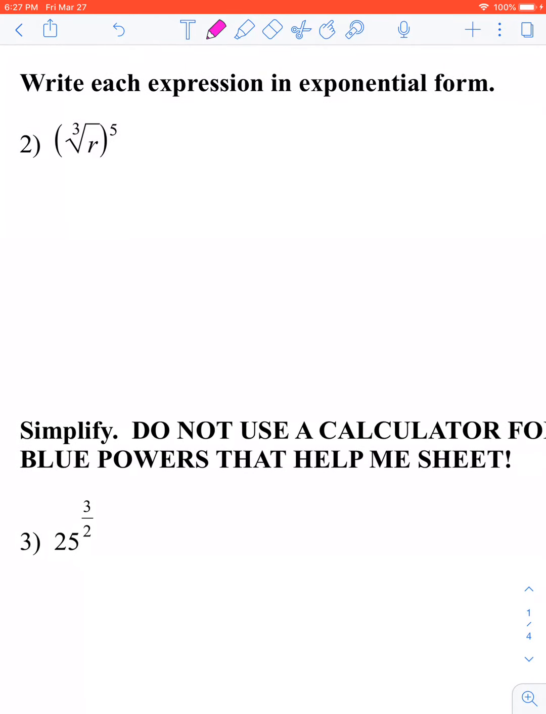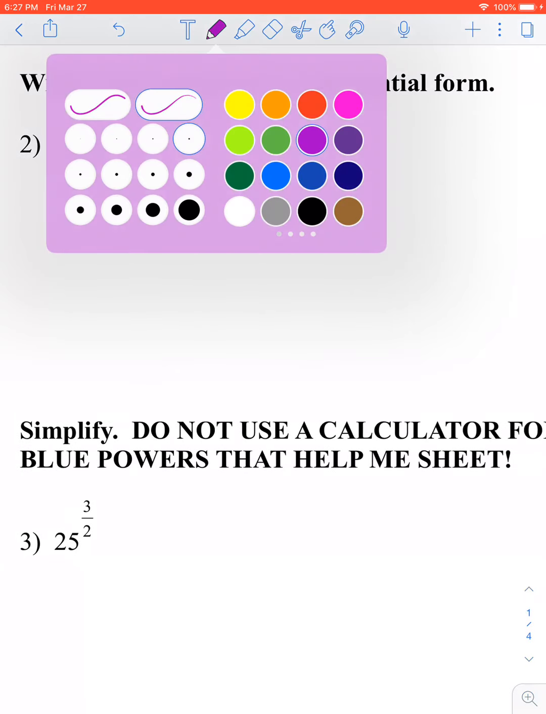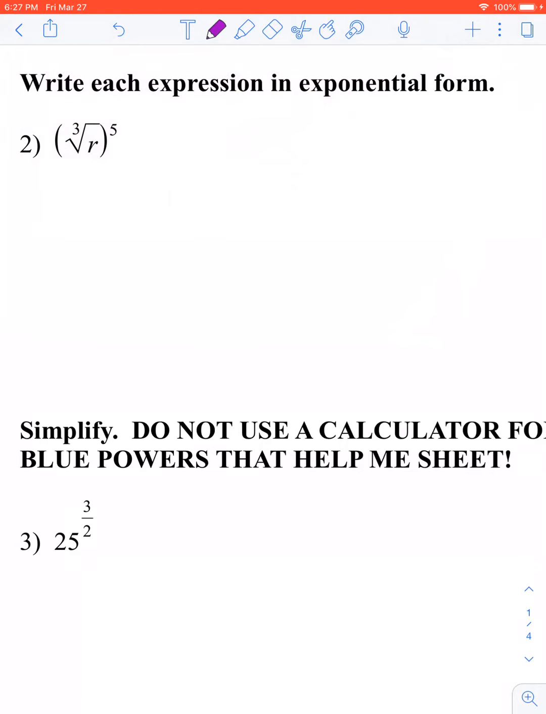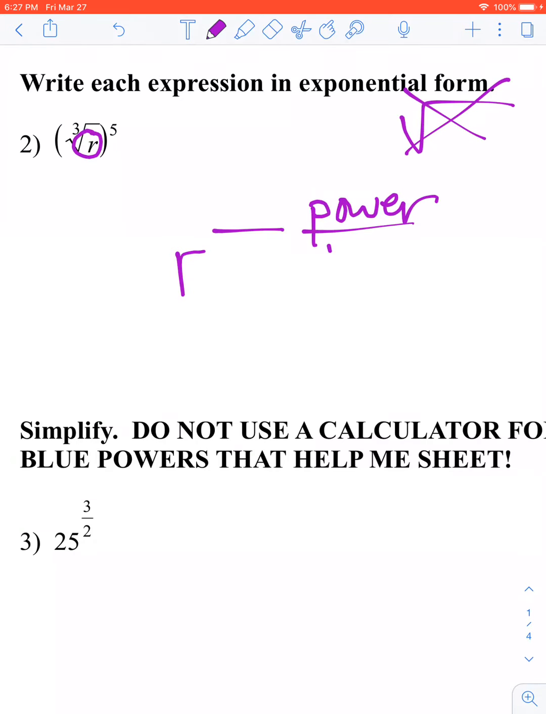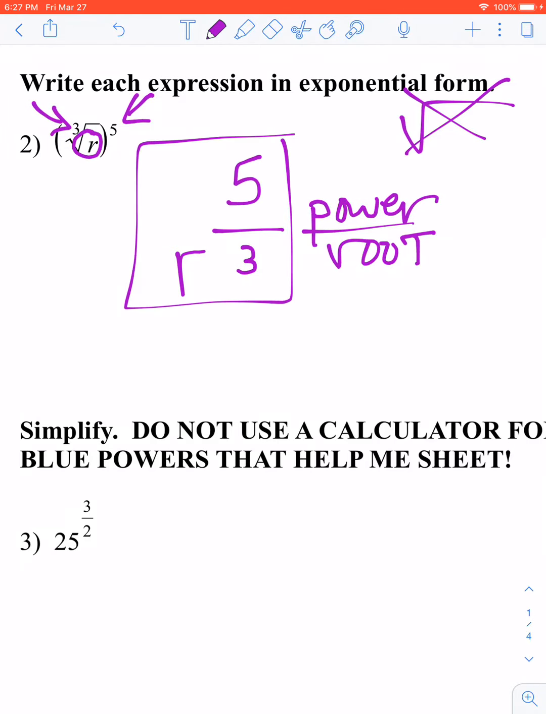Okay, second kind of example that you will have in your homework. I want you to write the expression in exponential form. That means I want you to take the radical out. So I notice that my base living underneath the radical is an r, and the top number needs to be the power and the bottom number needs to be the root. I notice that the power is 5, the root is 3, therefore r to the 5/3 is your final answer.